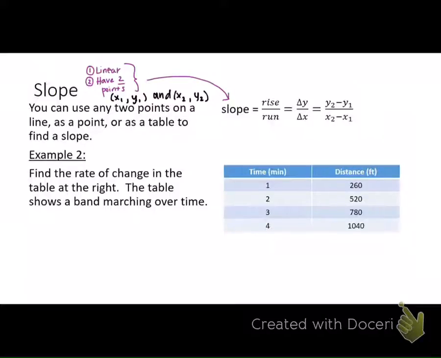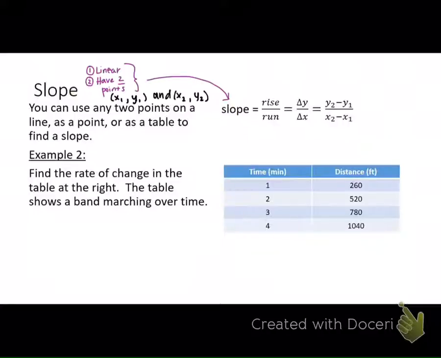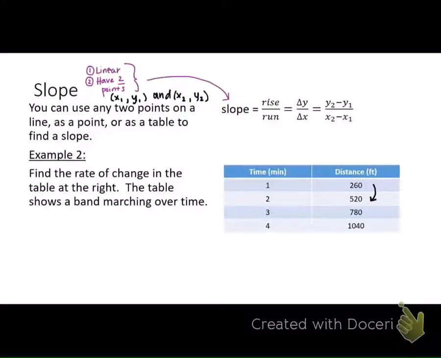Okay, so you do not necessarily have to use the formula every single time, but that is an option. One of the ways you can do this is just looking at a table. For example, it says find the rate of change in the table at the right. The table shows a band marching over time. So if we look at this, how much is it from 260 to 520?